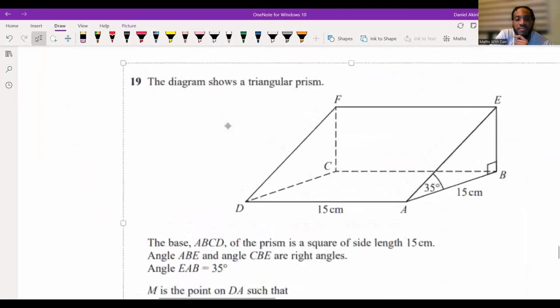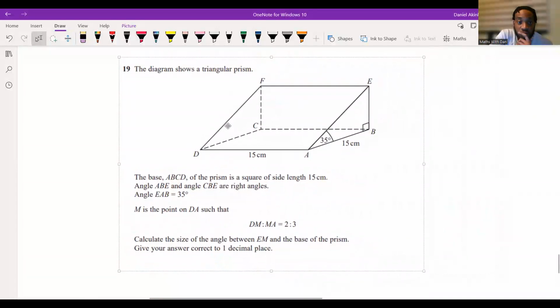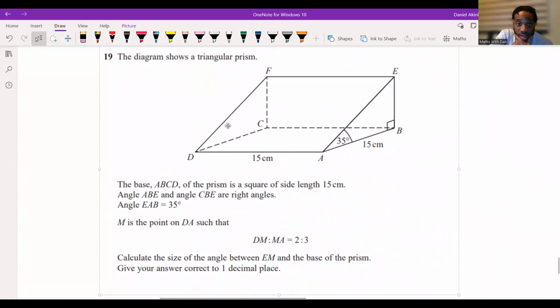So let's read it. It says, the diagram shows a triangular prism. The base ABCD of the prism is a square of side length 15. So each side is 15. Angle ABE and CBE are right angles. Angle EAB is 35 degrees.